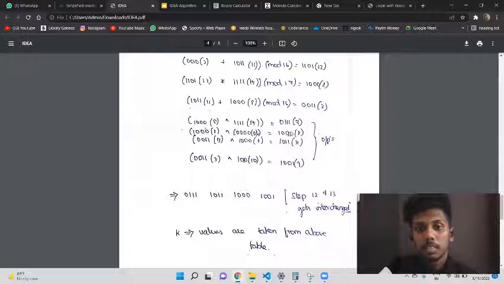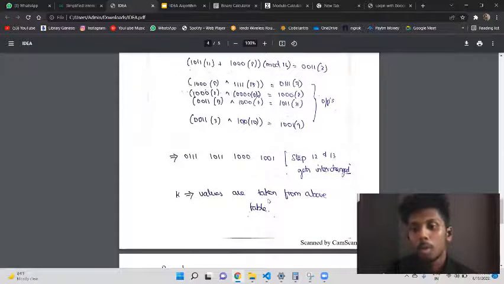The values for the last 4 steps are 0 1 1 1 1 0 0 0 1 0 1 1 1 0 0 1. And as per procedure, we will be interchanging the 12th and 13th steps. The 12th step is 0 1 0 0 0 and the 13th is 1 0 1 1. So we'll be interchanging them in the output of round 1.